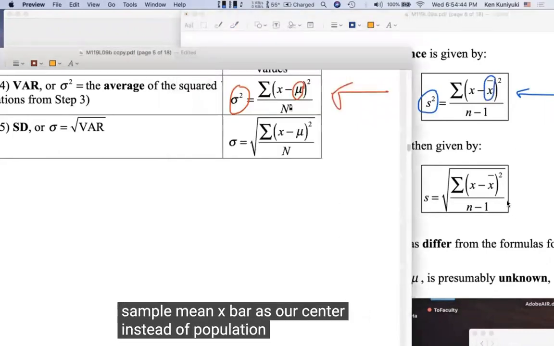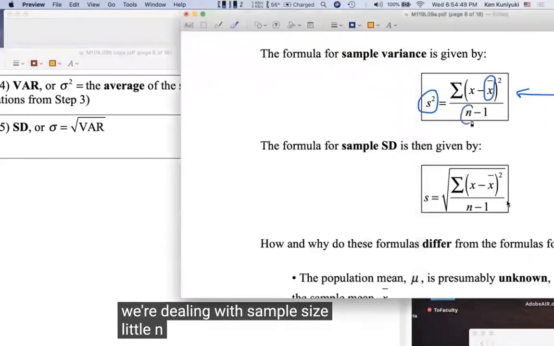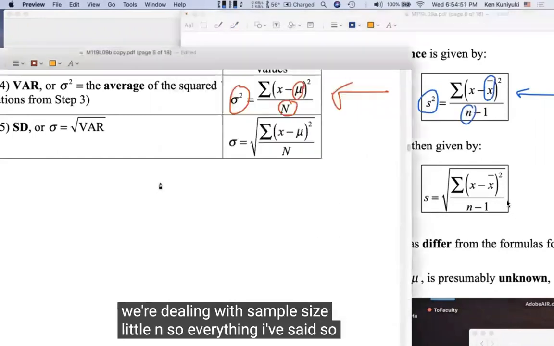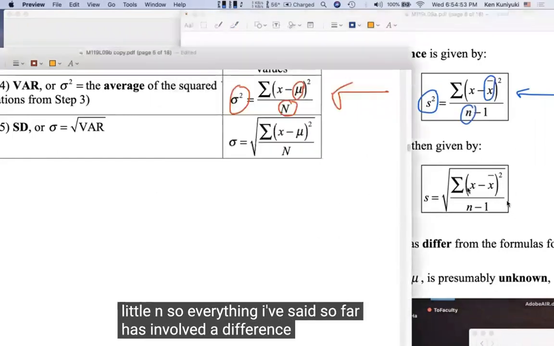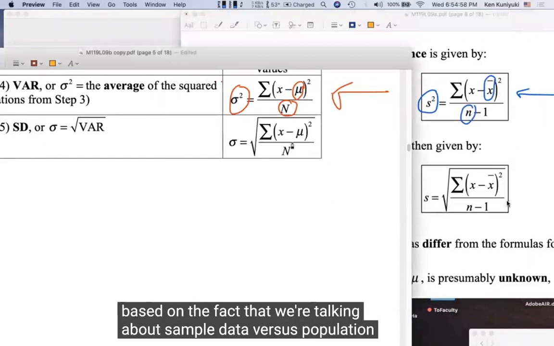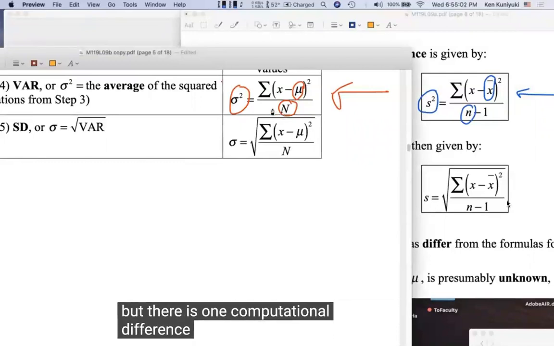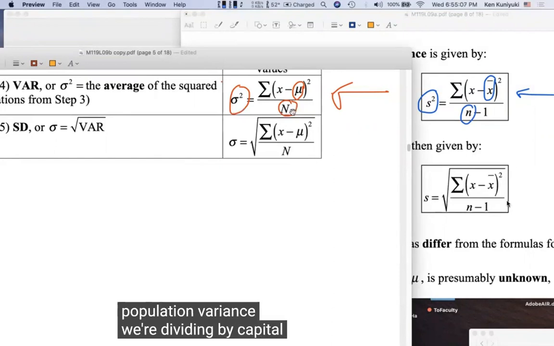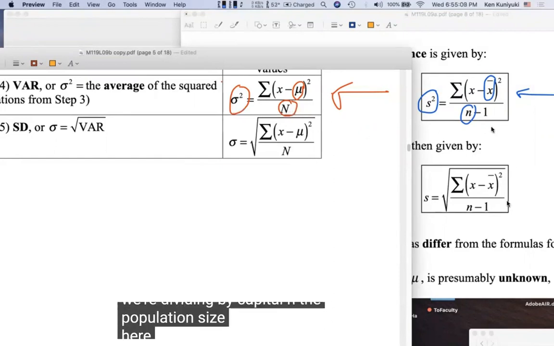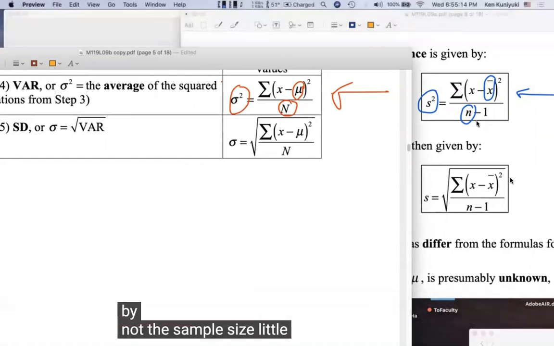Instead of population size capital N, we're dealing with sample size little n. So everything I've said so far has involved a difference in notation based on the fact that we're talking about sample data versus population data. But there is one computational difference. Here, for sigma squared, the population variance, we're dividing by capital N, the population size. Here, for sample variance, we're dividing by not the sample size, little n, but little n minus 1.